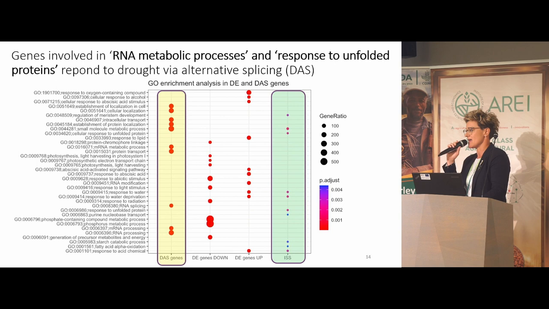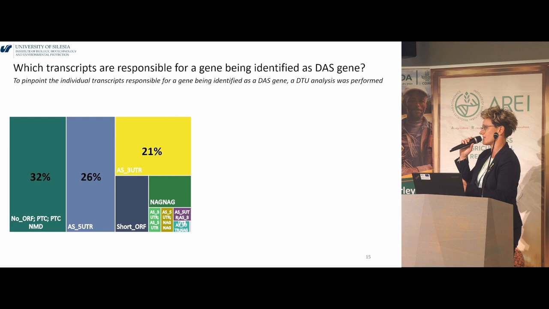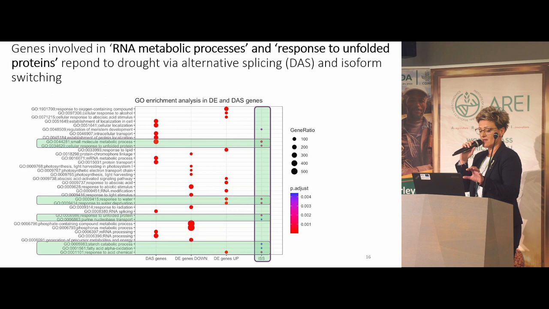When we wanted to check which transcripts are really responsible for a gene being identified as alternatively spliced, we looked at differential transcript usage. And we noticed that most of them are transcripts that go for premature termination codon, which is in line also with literature data, because most of the alternative splicing events in plants are intron retention that leads mostly to PTC. Further, when we looked at the annotation, as I said, most of them were involved in RNA metabolic processes and also response to unfolded proteins.